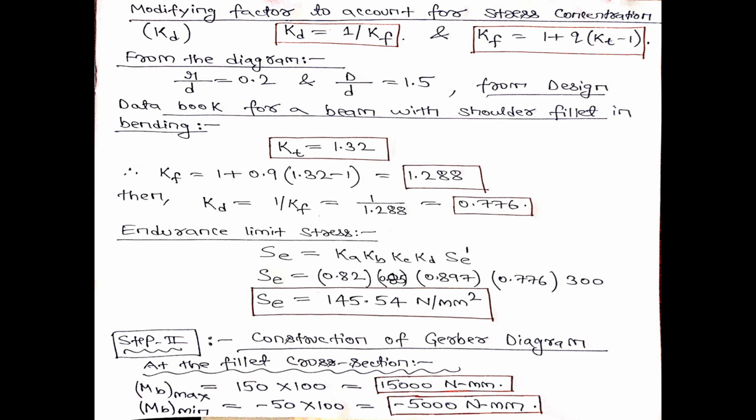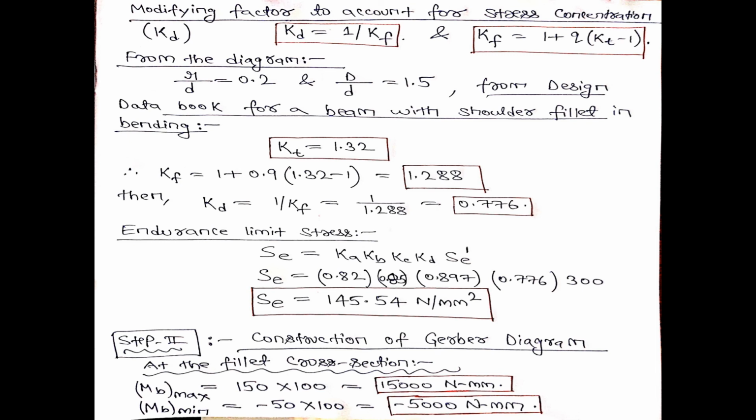Okay. Since KT is 1.32, now I can use the equation of KF, the fatigue stress concentration factor. KF is equal to 1 plus Q times (KT minus 1). Q is given in the problem, the notch sensitivity factor, which is 0.9. KT we have just calculated, so we can get the value of KF, and that comes out to be 1.288. Once I get KF, I can find the value of KD. KD is 1 upon KF, which is 0.776.